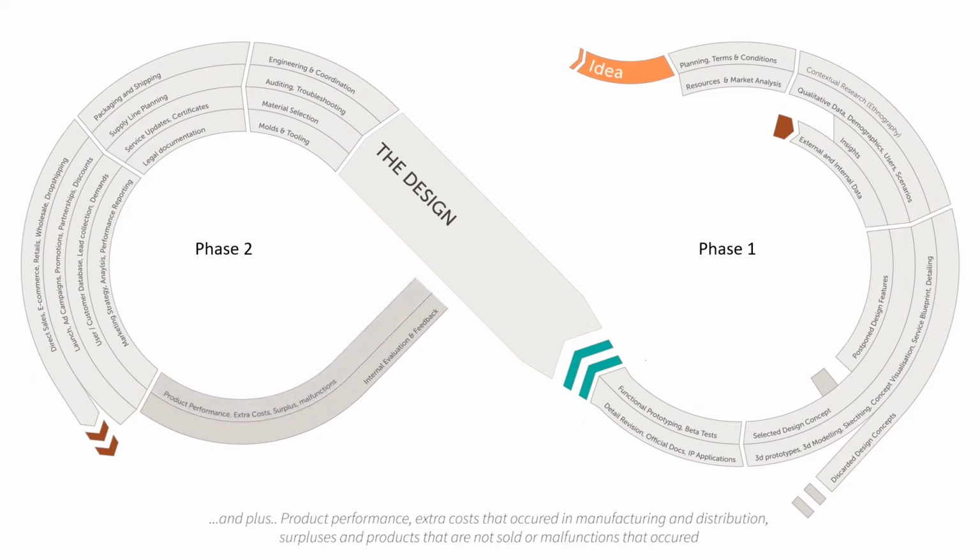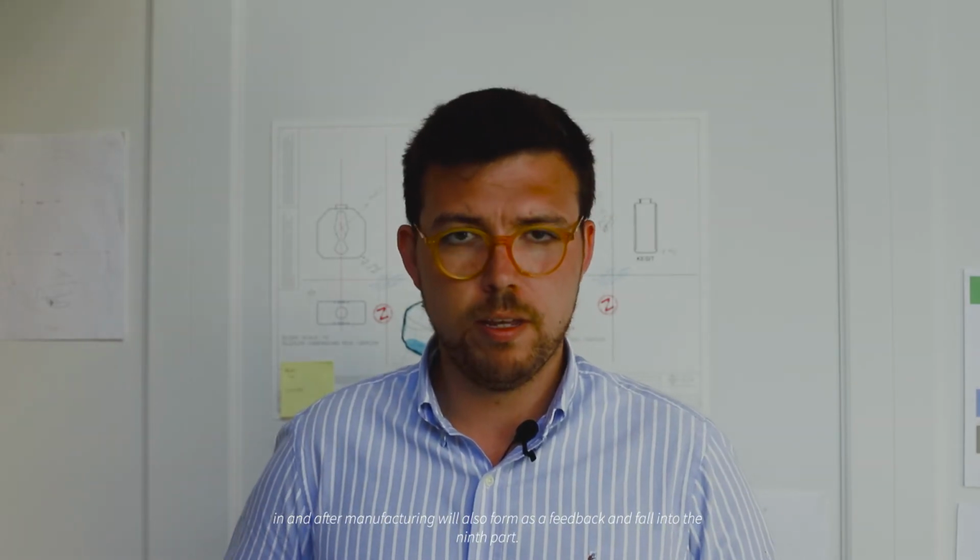And plus product performance, extra costs that occurred in manufacturing and in distribution, surpluses, products that are not sold, or malfunctions that occurred in the manufacturing or after manufacturing structures will also form as a feedback and fall into the 9th part.